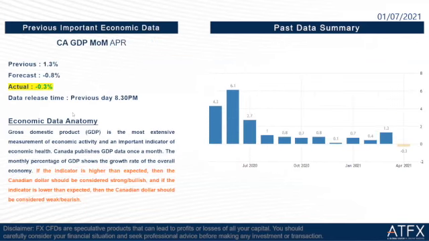The next one is Canada. Canada GDP monthly April. The previous is 1.3%, the forecast is negative 0.8%, and the actual is negative 0.3%, slightly higher than the forecast. So the Canadian dollar should be considered strong or bullish.